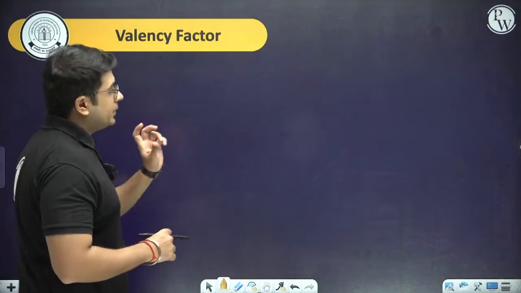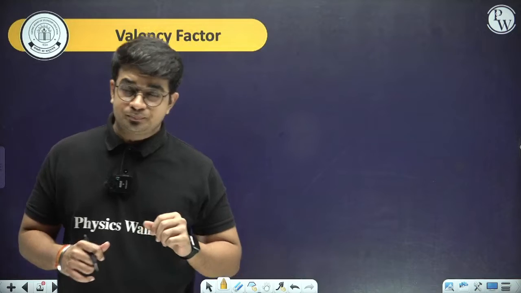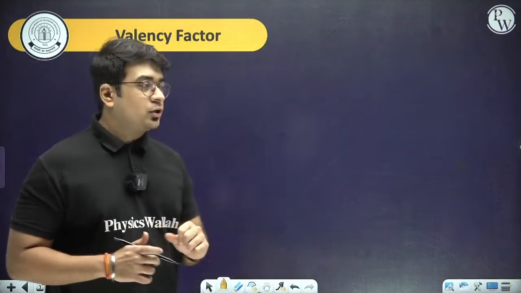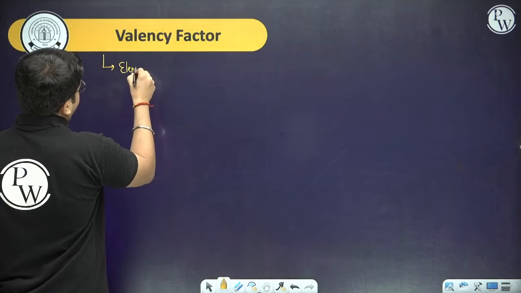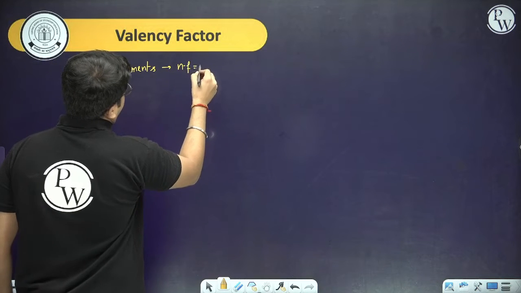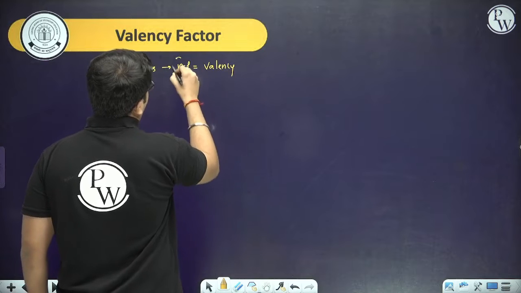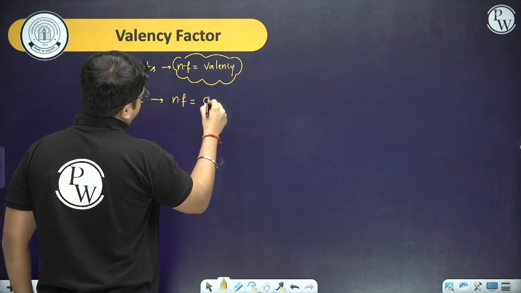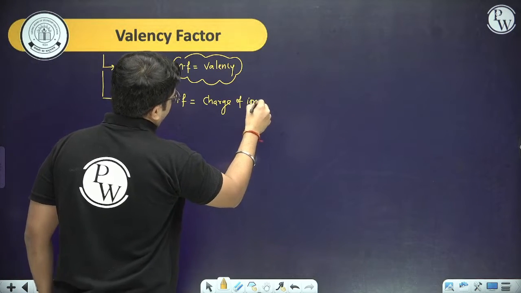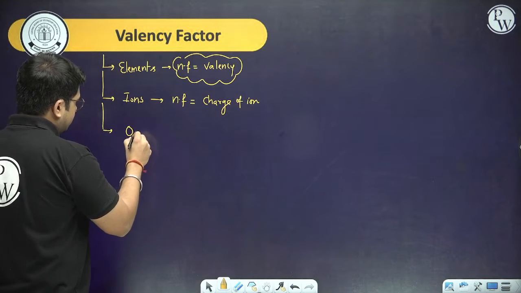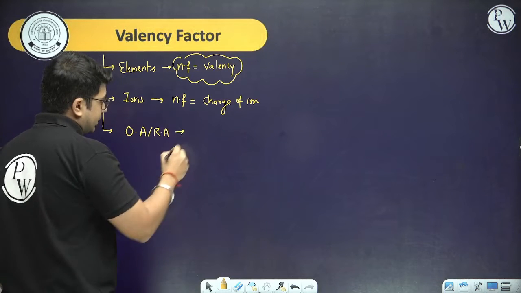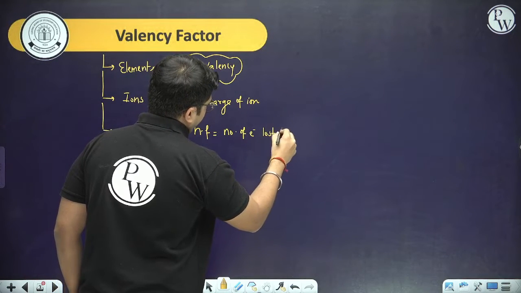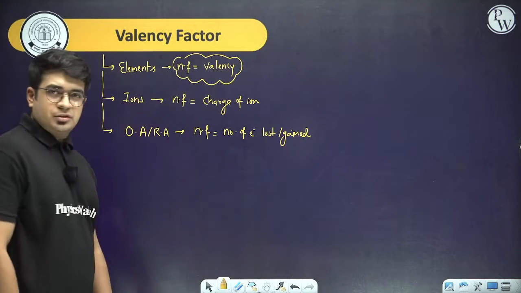Now let's talk about the basic idea about the valency factor. We were talking about it in the previous session also, and generally for different types of species, valency factor can be calculated differently. In case of elements, the N factor is generally the valency of that particular element. In case of ions, N factor is nothing but the charge of the ion. In case of an oxidizing agent or reducing agent, N factor is basically the number of electrons lost or gained by 1 mole of that species. That part we have already covered.